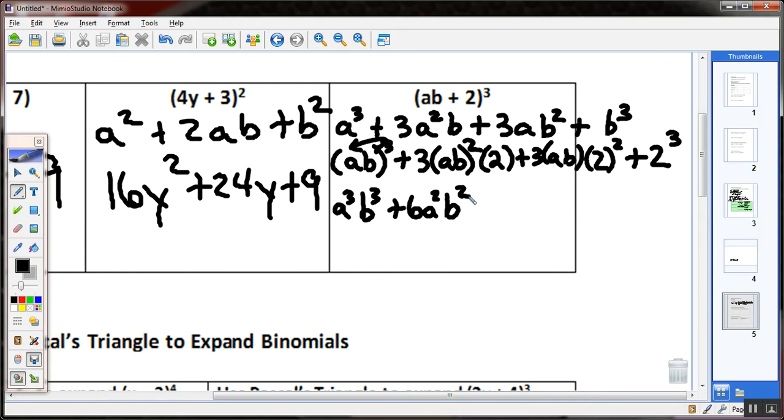Over here, I'm right in this area here. What's 2 squared? 4 times 3? 12 times, so plus 12ab. Finally, plus 2 cubed, which is what? There she is. There it be. That's not so bad, is it?